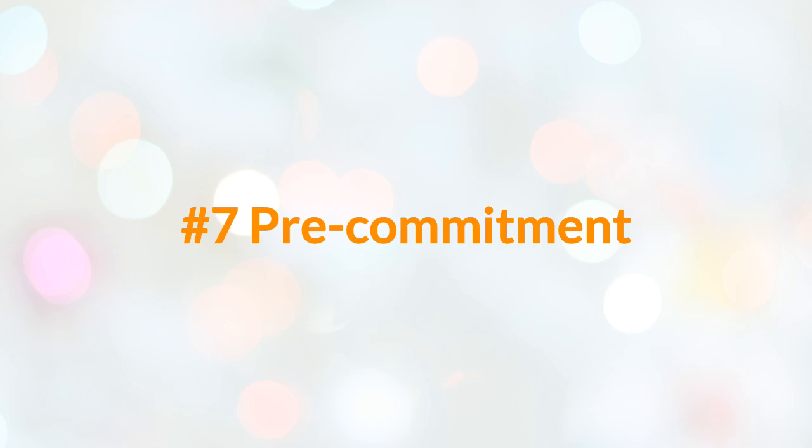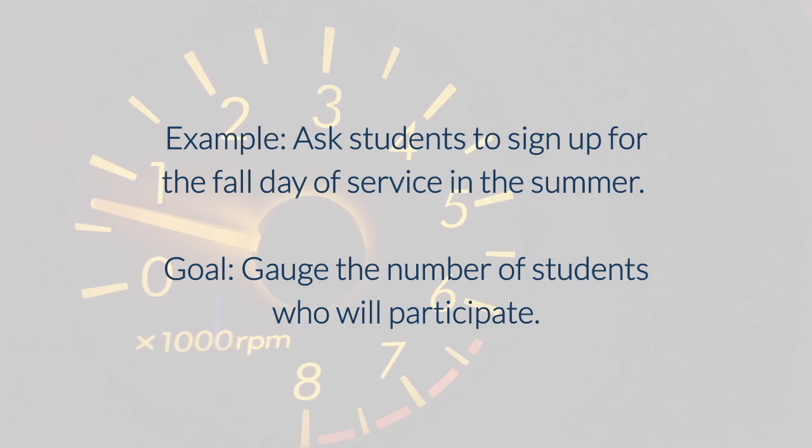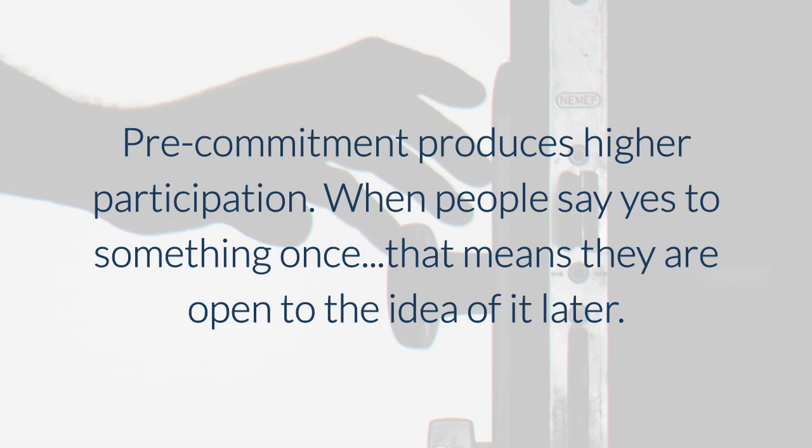Number 7, pre-commitment. Our example here is asking students to sign up for the fall day of service in the summer, with the goal to just gauge the number of students who will participate. Pre-commitment actually produces higher participation. When people say yes to something once, that means they're open to the idea of it later.